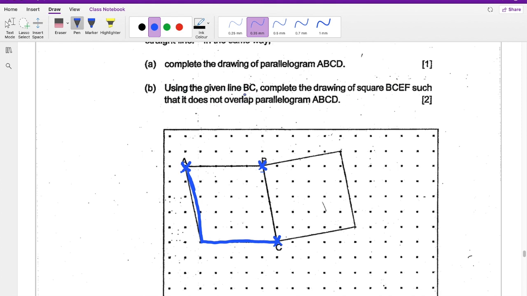Then, given BC, complete drawing a square BCEF such that it does not overlap parallelogram ABCD. It means that we cannot draw to this side, right? Because otherwise it will overlap with this parallelogram. So we want to draw to this side. So how do we ensure that the angle here is the right angle?